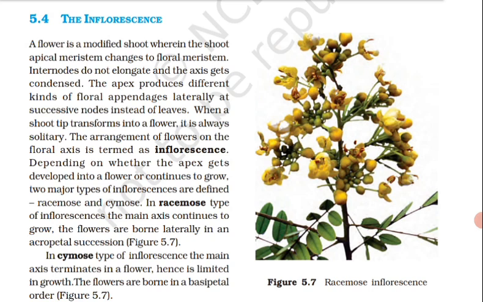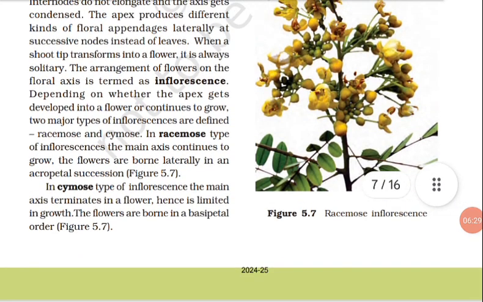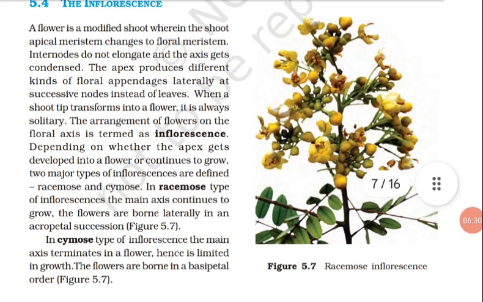Next, parts of flower. Each flower normally has 4 floral whorls, which are calyx, corolla, androecium and gynoecium. The calyx is the outermost whorl of the flower, and the members are called sepals. Generally, sepals are green, leaf-like and protect the flower in the bud stage. The calyx may be gamosepalous, that is, sepals are united, or polysepalous, that is, sepals are free.